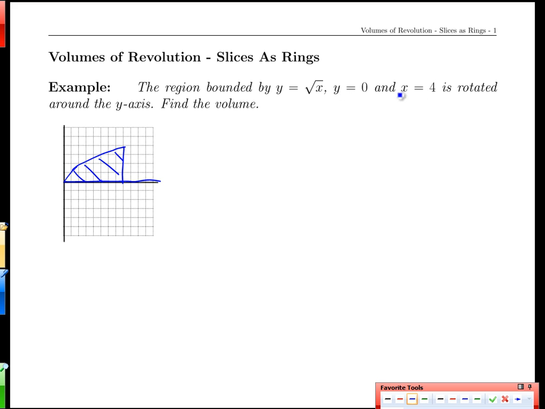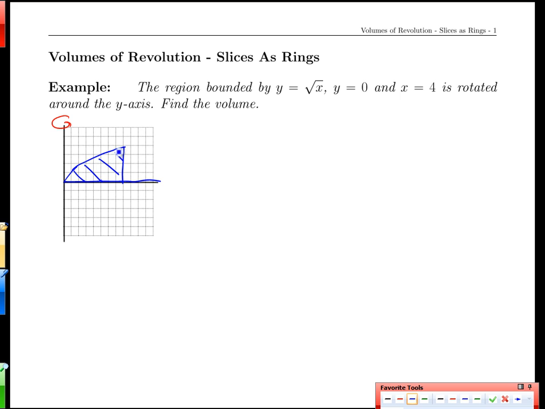Do be careful how you get the region. It's easy to make a little mistake and have the opposite region or something like that included, if you're not careful. But with those three boundaries, there's only one region possible. Now, we are going to rotate this around the y-axis.